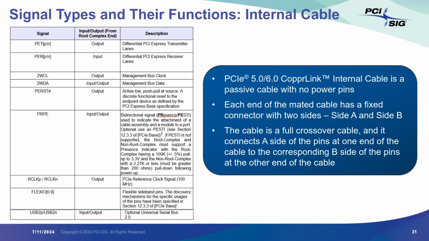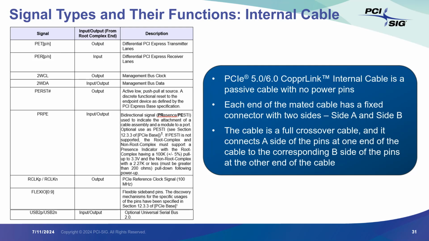I want to highlight the uniquely PCIe signals like PERST and PESTI that are included in the pin map, as well as the two-wire interface that's cabled across the link to help provide the remote management support. Additionally, users may choose to implement that control plane with a USB signal or even a by-one PCIe link. So provisions for these signals and their definitions are allocated in the FlexIO pins. These FlexIO pins are flexible sideband usage.